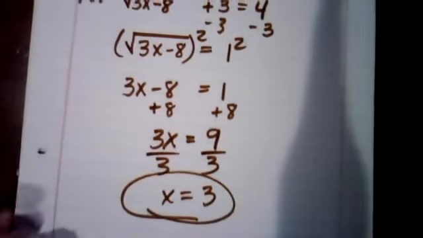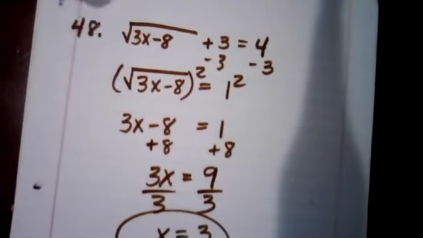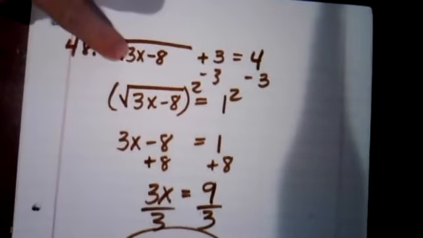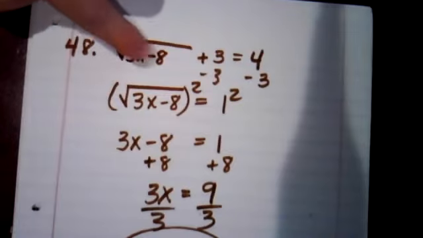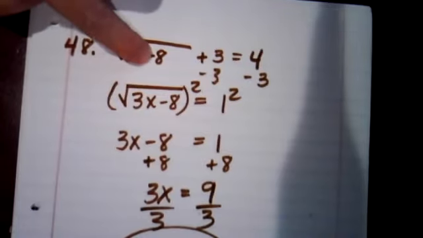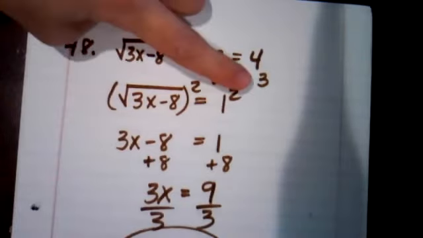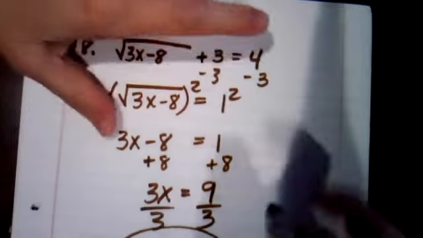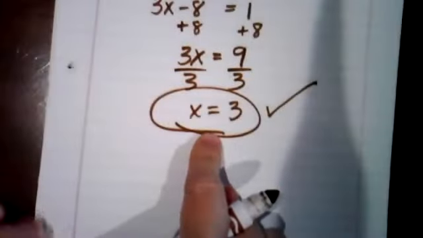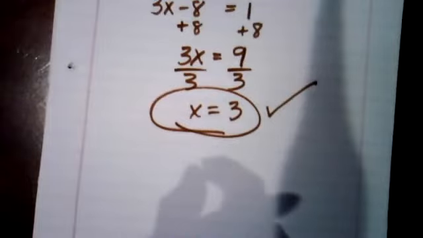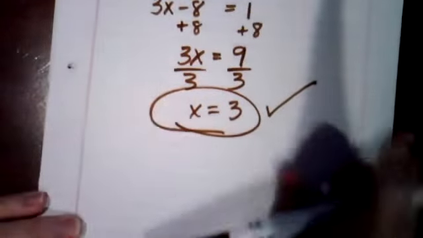And the only thing that they say to do is plug it back in. So if I plugged it in here, let's see if it's true. 3 times 3, that's 9. 9 minus 8, that's 1. Square root of 1 is 1. 1 plus 3, is it 4? Oops, up here. Yes. So I can check off that this is true. It's not an extraneous root. Okay. All right. Last problem.